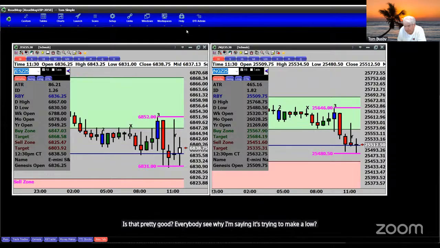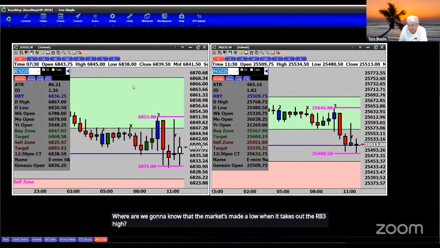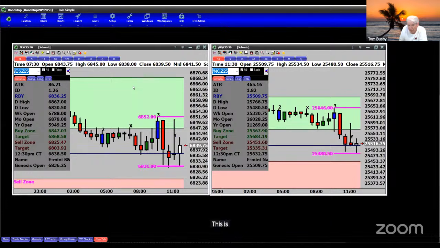It hasn't done it yet, but that's what the market's trying to tell us. Now, if it breaks this low, when are we going to know? I don't know right now. I'm just telling you what the market's telling me, but when are we going to know that the market's made a low? When it takes out the RB3 high. This is the power of Genesis putting it with RB3. Any questions about that?